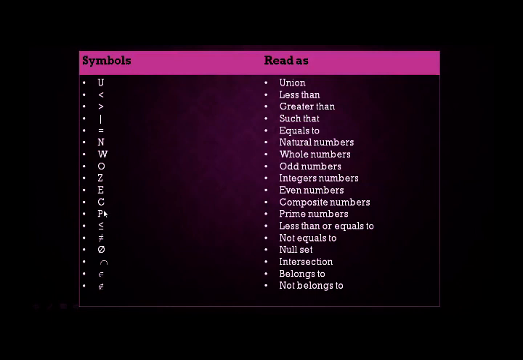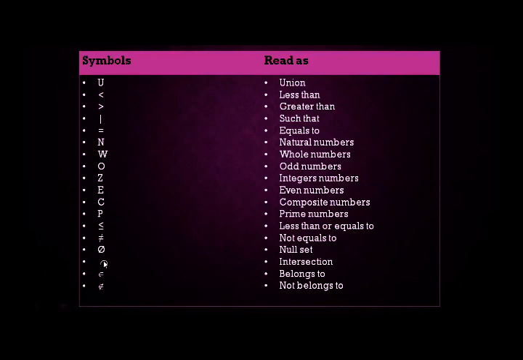Okay, prime numbers. What is a prime number? Prime numbers are those numbers which have only two multiples. Two multiples means one is itself and the second one is 1. Prime numbers are those which have only two multiples, 1 and itself. And the prime numbers are 2, 3, 5, 7, and so on. So these all are prime numbers which have only two multiples, itself and 1. Okay, this symbol represents less than or equal to. This symbol represents not equal to. This is the null set.